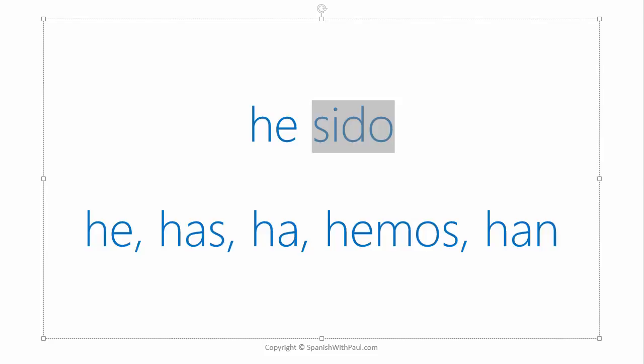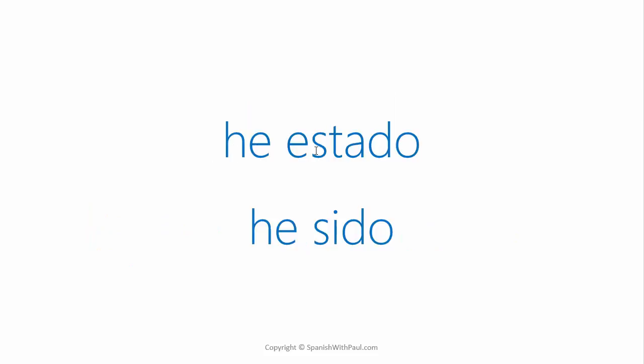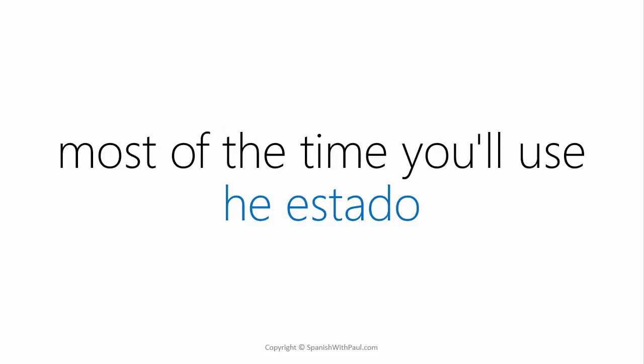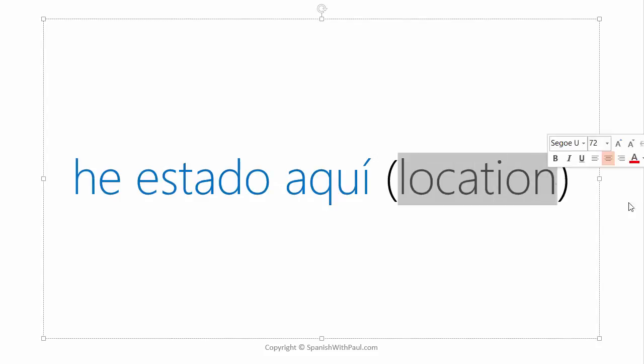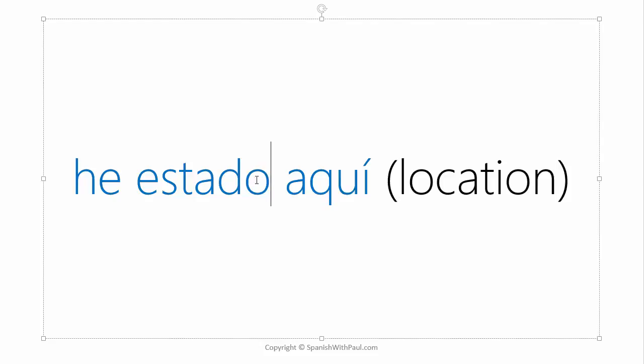So the two ways to say, if we just go in the most simple way to say it, of I've been, could be he estado, I've been, or he sido. Both of them mean I've been. Now, the good news is that most of the time you'll use the estar side, he estado. For example, saying something like I've been here would be he estado aquí, because we're talking about location, and anytime we do that, we're going to be on the estar side, so he estado aquí.